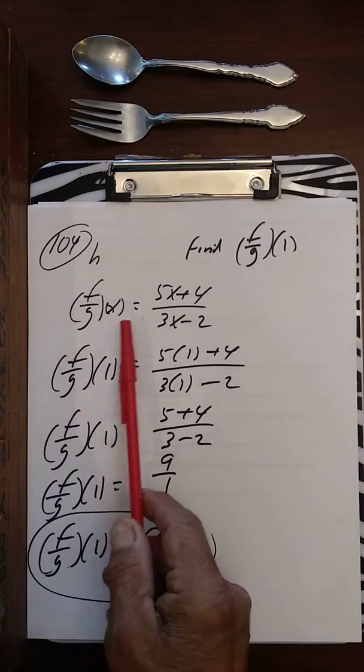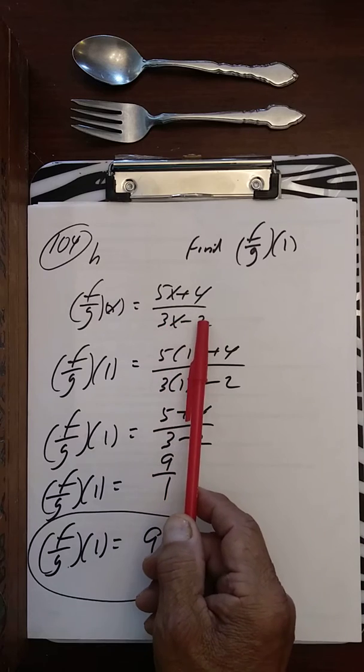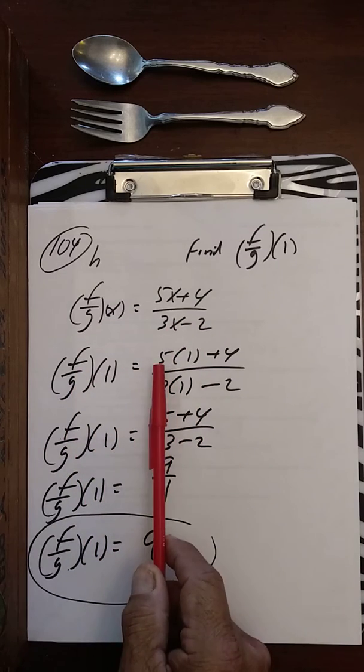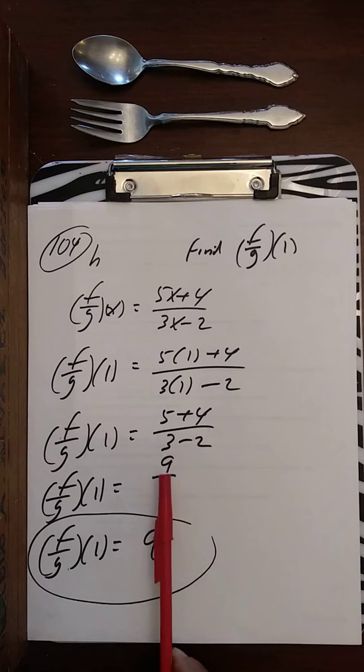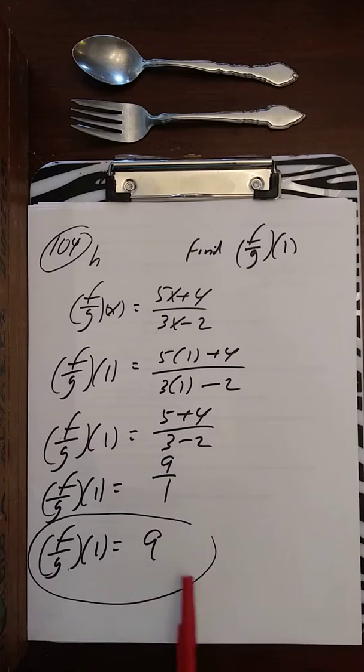F over g of x is defined to be 5x plus 4 over 3x minus 2. F over g of 1 is 5 times 1 plus 4 over 3 times 1 minus 2. 5 times 1 is 5, plus 4. 3 minus 2. 9 over 1 is 9.